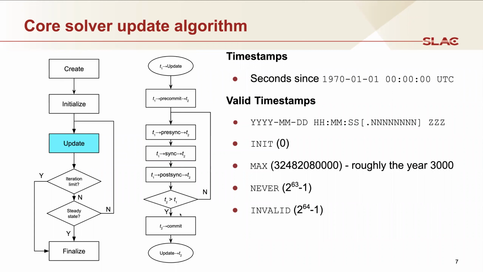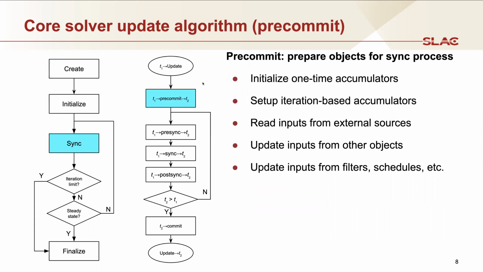So this is the main process, and what we'll do now is go through each one of these individually to understand how they work. First is the pre-commit. The idea behind a pre-commit is that we prepare all the objects for the innermost synchronization loop that we're going to run. So we do things like initializing accumulators, setting up any kind of iteration-based accumulator as well. We may have accumulators that work on the outermost level, and we may have accumulators that work on the innermost level. We may have lists that we need to build, things like that.